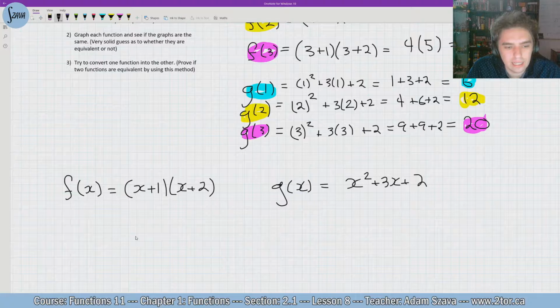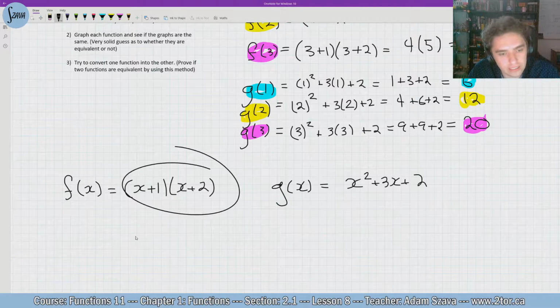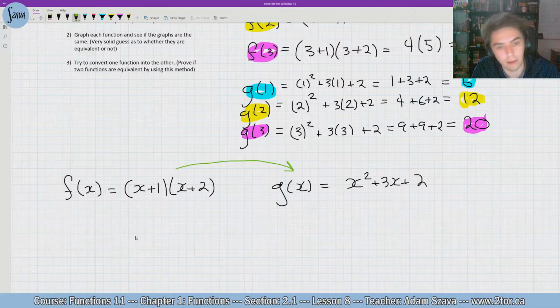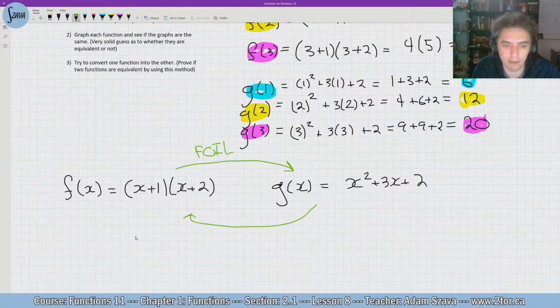So here, I can turn one of these quadratics into another. I have to specifically look now, and I see that these are quadratics. I can FOIL this, or I can factor this. So either I can convert this, hopefully, into that by FOILing, or I can convert this into that by factoring. I'll go with the FOILing method. It's a little bit simpler.